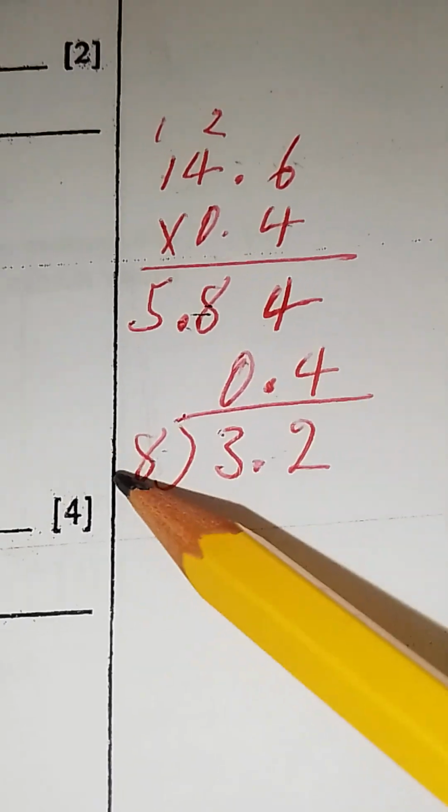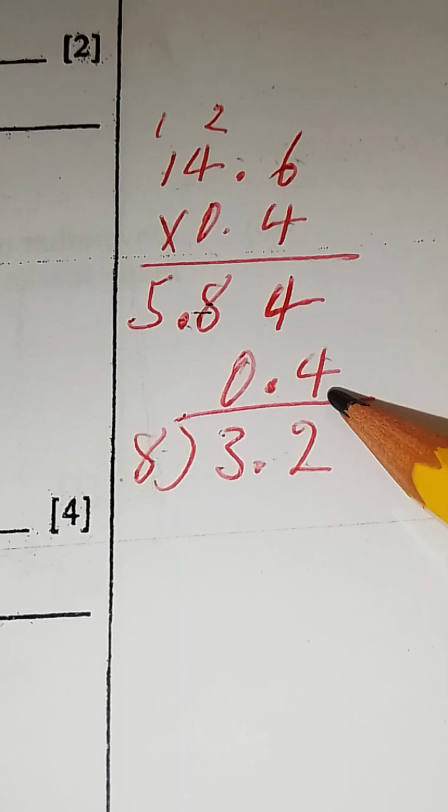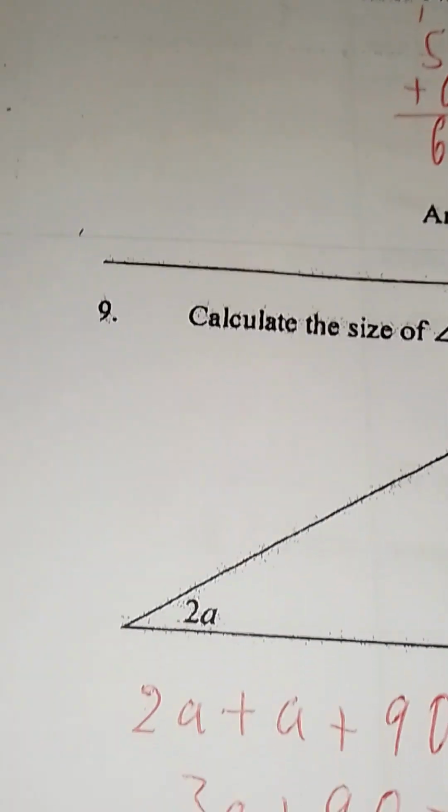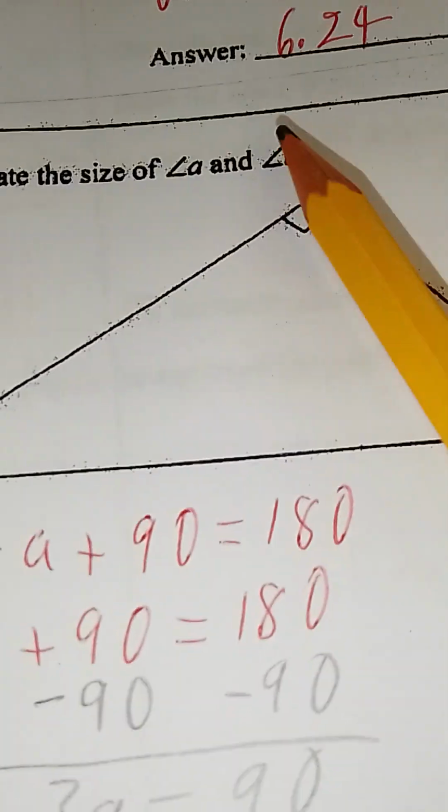8 into 3 cannot go. 8 into 32 goes 4 times. It's 0.4. When you add these two together, I'm going to get 6.24. That's my answer.